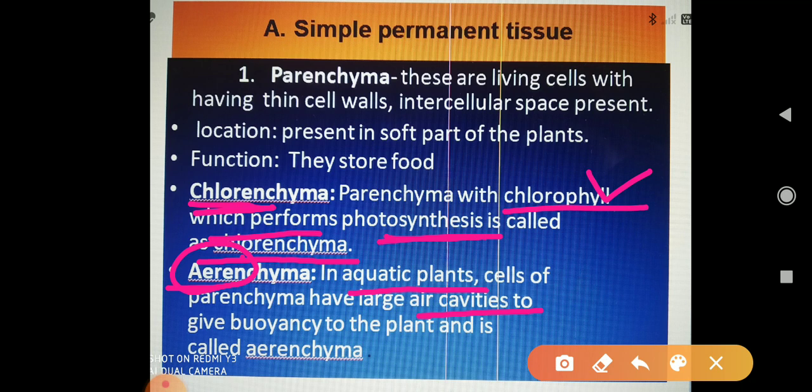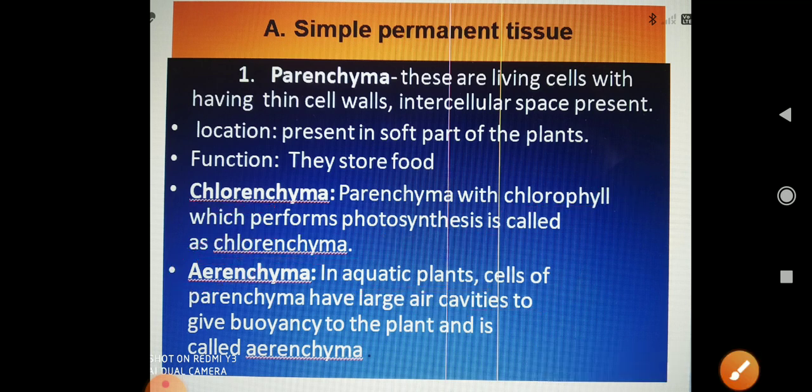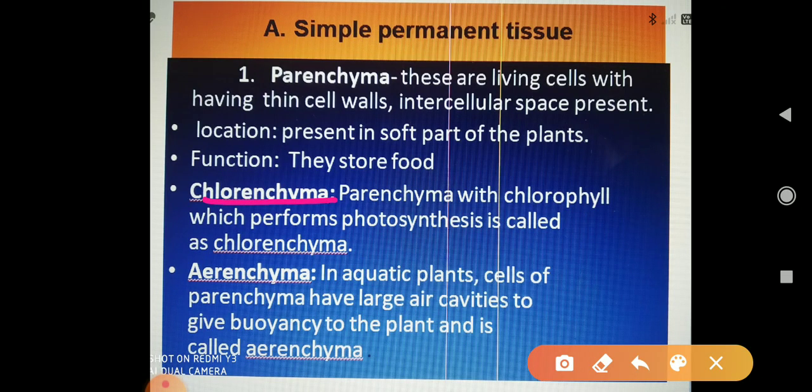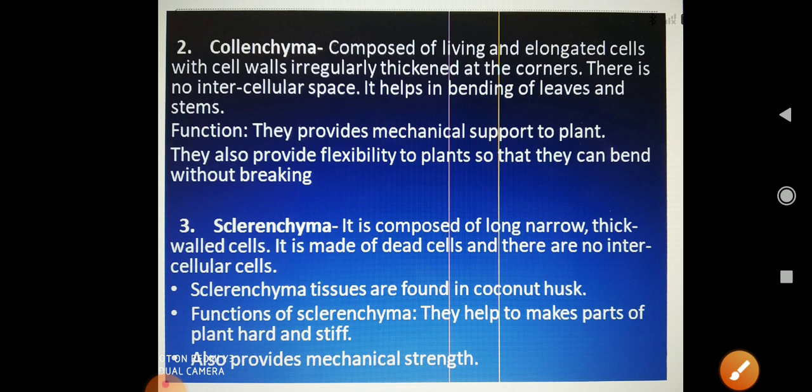Is it okay? Now once again revise it. The special type of parenchyma, Chlorenchyma, contains chlorophyll and can perform photosynthesis. Aerenchyma, the parenchymatous tissue which has air cavities, is found in aquatic plants. Chlorenchyma may be present in any part of the plant, but Aerenchyma is found in aquatic plants. Now next is Collenchyma.